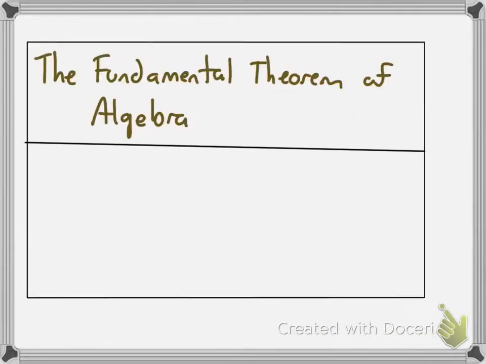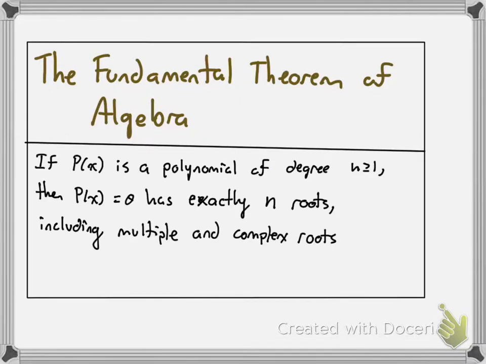The fundamental theorem of algebra states that if p of x is a polynomial of degree n greater than or equal to 1, then p of x set equal to 0 has exactly n roots, including multiple and complex roots. So for example, if you had a polynomial of degree 11, combining real roots, imaginary roots, or a root that has a multiplicity, all of those added together should equal 11. So if you have a degree of 3, you should have 3 roots. If you have a degree of 4, you should have 4 roots, and so on and so forth.